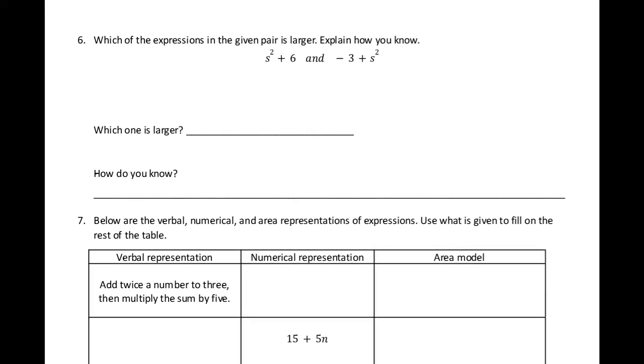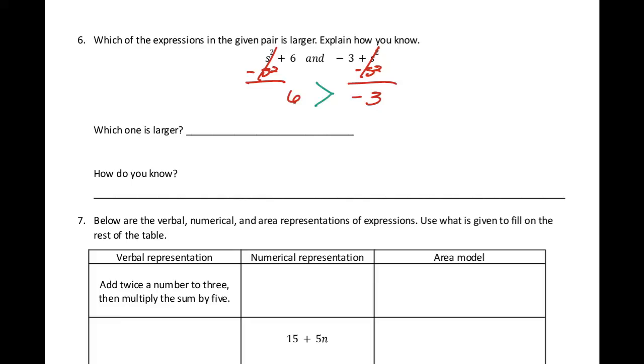Which of the expressions in the given pair is larger? Explain how you know. So based on what I just said before, what should you look for in this? Okay. Do we have anything that is the same or common to both sides? So what should I do with that? Subtract. So subtract s squared, subtract s squared. So that cancels that out, that cancels this out. So you're left with 6 and negative 3. 6 is larger. 6 is larger, yes.